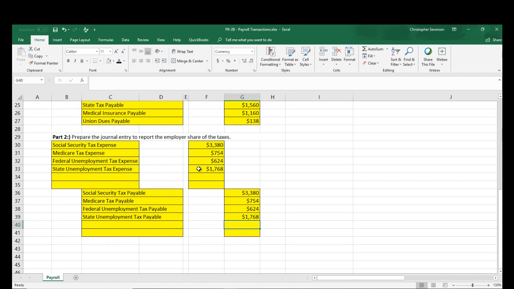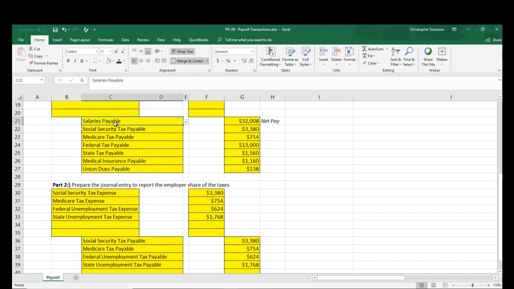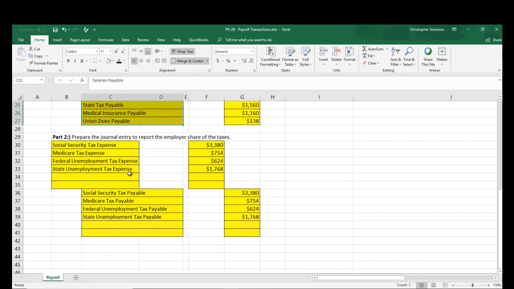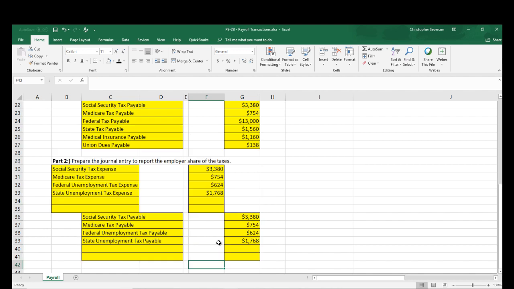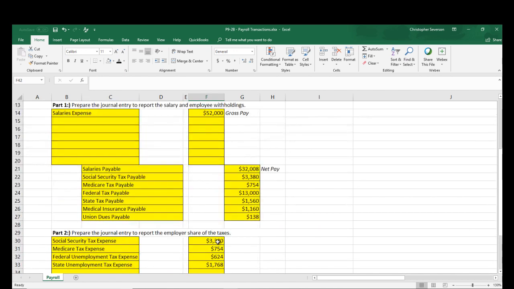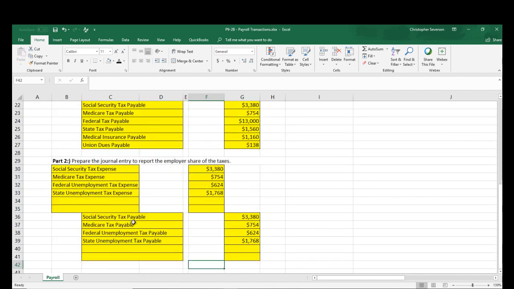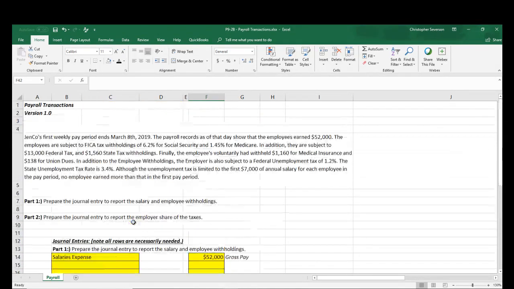When we pay it, if we had a Part 3 down here for the actual payment, there would be a debit to all of these payables. All the payables from the employee side, all the payables from the employer side, and then one big credit to cash for the entire amount that we're paying all the government agencies, all the insurance companies, whoever. Generally, when you see these textbook problems, they just go through these two entries and don't worry so much about the payment itself. But I just wanted to make that clear.